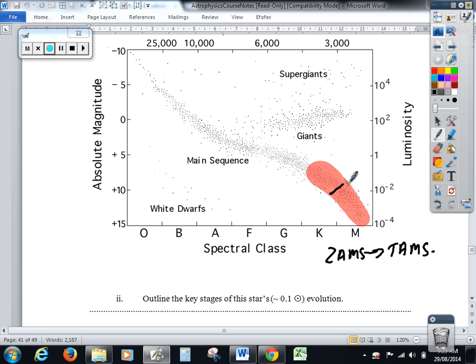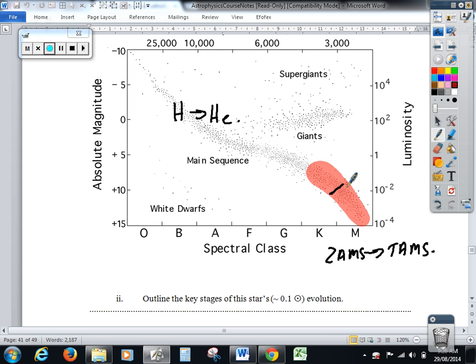Okay, now, after it gets to terminal age main sequence, it's not fusing hydrogen to helium. Remember, while you're on the main sequence, hydrogen is fused into helium. That's the whole point of the main sequence. Main sequence stars all fuse hydrogen into helium. And then simply what's going to happen is it will swell up a bit because it's going to run out of hydrogen in the core.